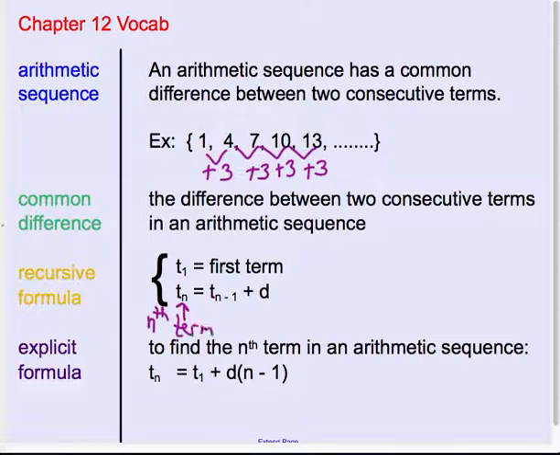So for example, if I were looking for the fifth term, and then the t sub n minus 1 is the previous term. So again, using that example, if I wanted the fifth term, I would have to take the fourth term plus d, our common difference.